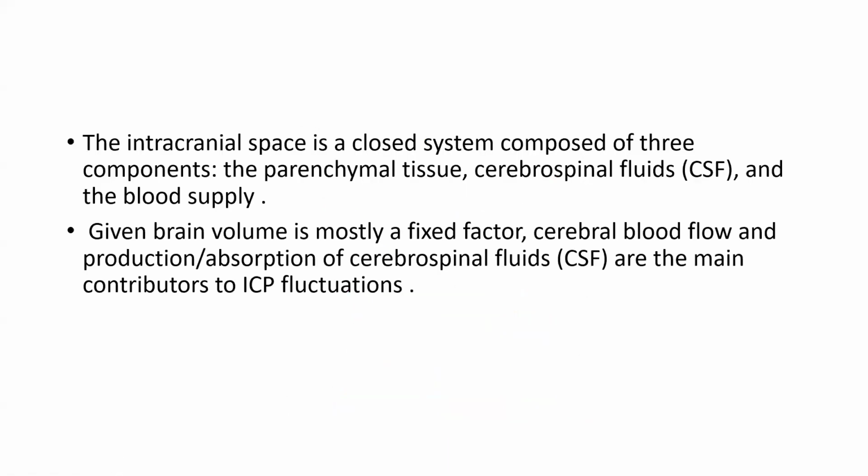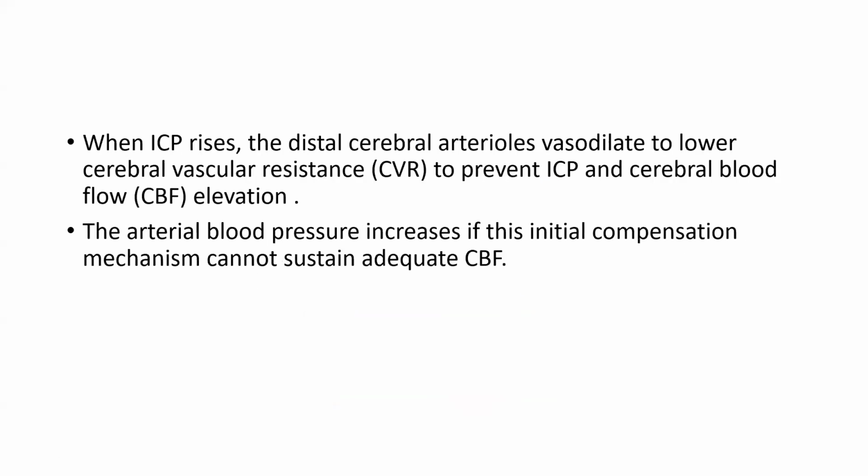The intracranial space is a closed system composed of 3 components: the parenchymal tissue, cerebrospinal fluid, and the blood supply. Given that brain volume is mostly a fixed factor, cerebral blood flow and the production and absorption of CSF are the main contributors to ICP fluctuations.